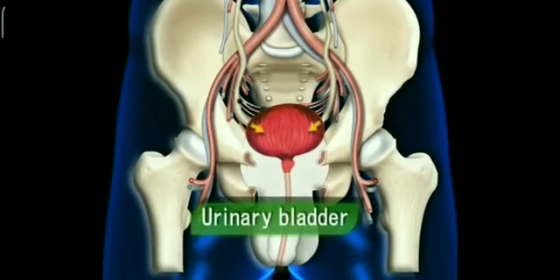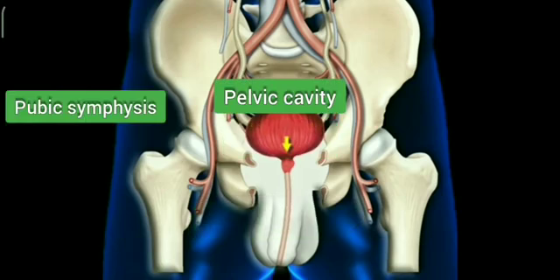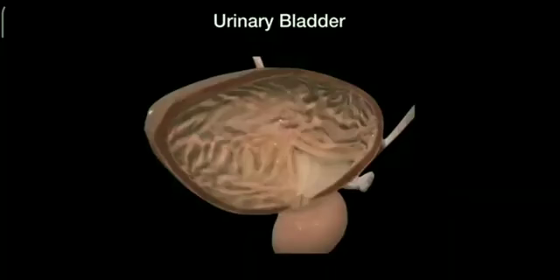Urinary bladder is a median, muscular, sac-like structure. It is situated in pelvic cavity posterior to pubic symphysis. At the base of the bladder, there is a small inverted triangular area called trigone. At the apex of this triangle is opening of urethra. At the 2 points of the base of the triangle are openings of ureters.